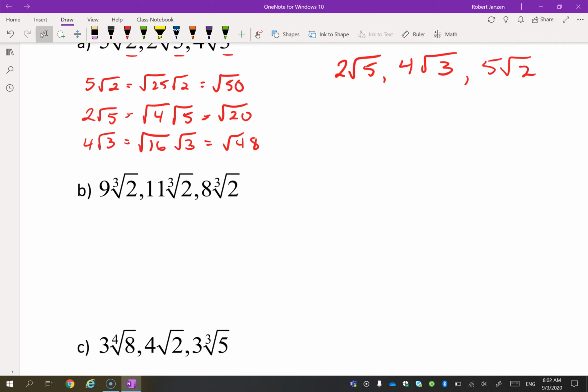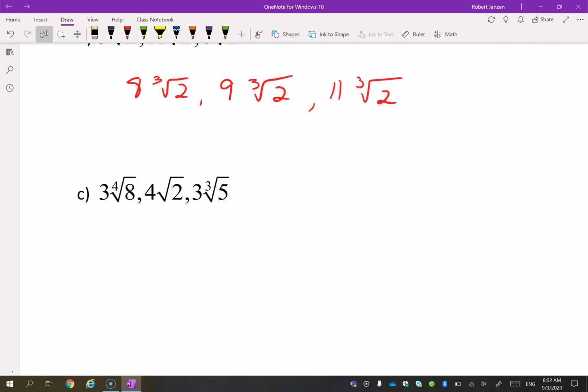If you look at the next one, this one's much easier. These are all the same radical to the same index, which means I don't have to do any work. I can just look at them and see which one's the biggest or which one's the least. I can see that 8 is the smallest, and then 9 is next, and then 11 comes after that.